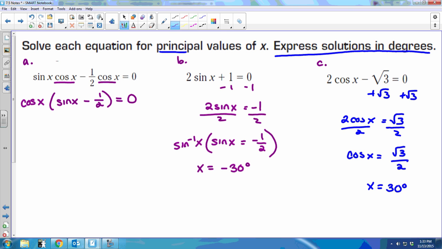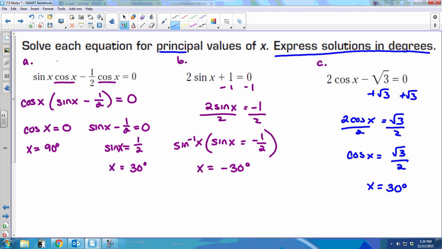In doing so, you have two factors that are set equal to 0, so you can use the zero product property to solve the equation. So you have cosine x equals 0 and sine x minus 1/2 equals 0. If we solve this equation, sine x equals 1/2. Now we're going to the unit circle to see where cosine x equals 0, again, principal values. Cosine x is 0 at 90 degrees, and sine x is 1/2 at 30 degrees. So you have two solutions there because you had two separate factors to solve.